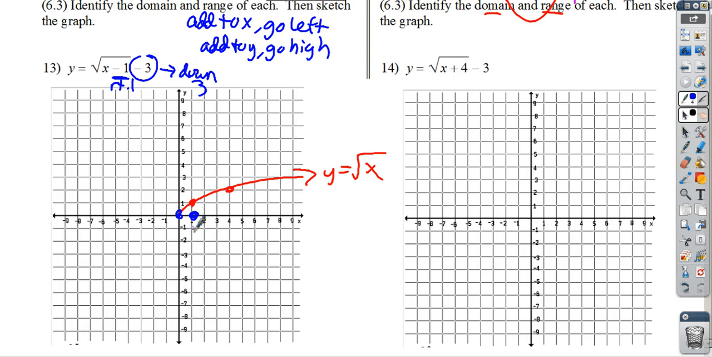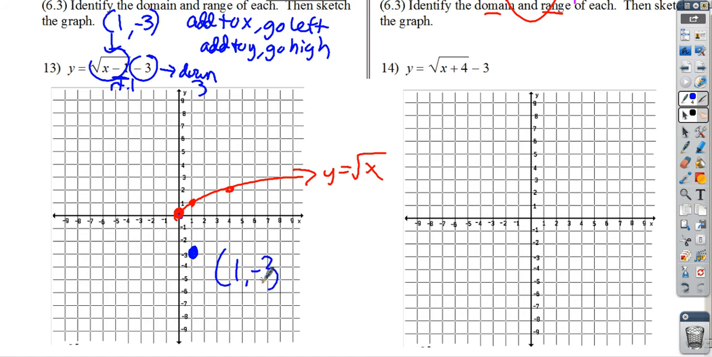So we went right 1, down 3, and that blue dot that you see right there, let me erase this, and actually I should make the other one red so it doesn't confuse you. That point right there is the new vertex. Basically, what this means is if you want to find the vertex, you see what value makes that 0, and the answer is 1. And then if this whole thing is 0, 0 minus 3 would be negative 3. So this new vertex right here is at 1, negative 3.